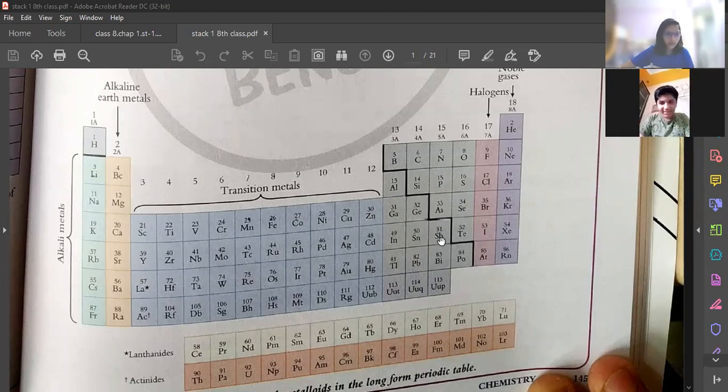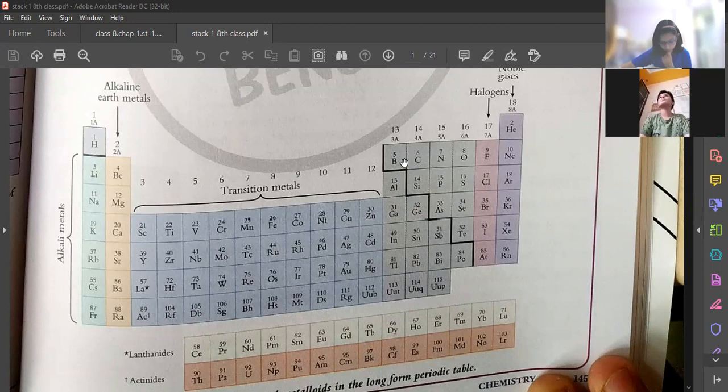Yes, sir. Whatever the zigzag line is there, the left side of the zigzag line is completely metals. The right side part is completely non-metals. So if you take the periodic table, complete metals are only on the left side part, and non-metals are completely on the right side part.